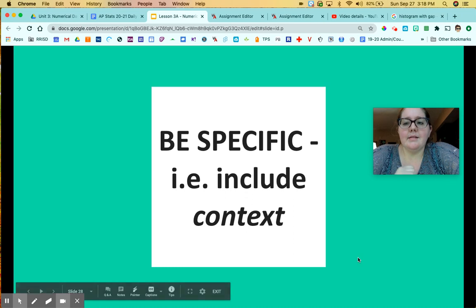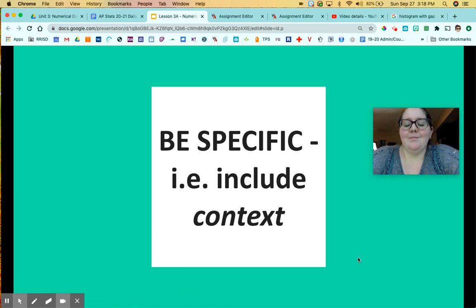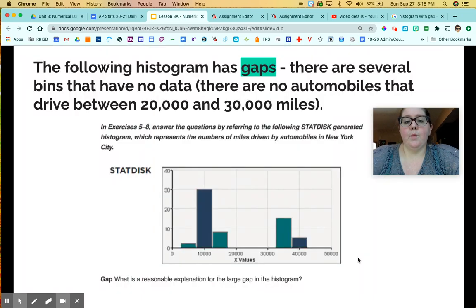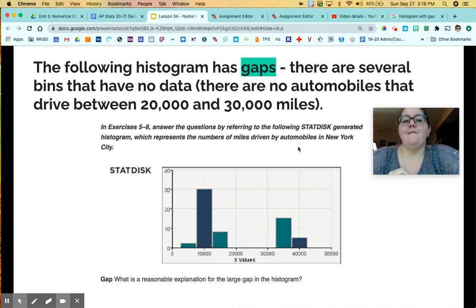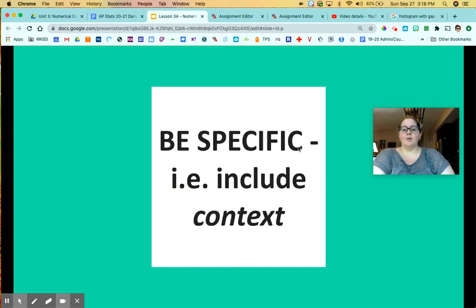And then the BS in this little acronym, custom BS, means be specific, and that means you want to include context. So when I'm describing graphs, I'm never just going to say numbers. I'm never just going to talk about center, shape, spread, unusual features. I have to mention the variable that I'm talking about and the actual population context that I'm talking about. So give it context always, always, always, always, always.